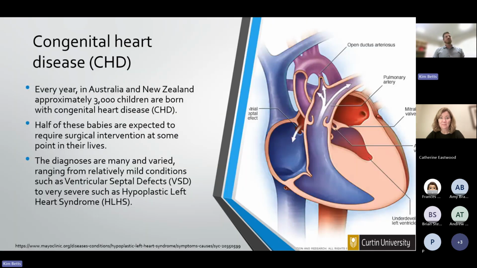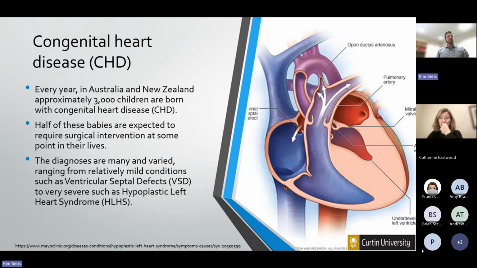Okay, so just briefly, to introduce the disease. We're talking about congenital heart diseases in children. Every year in Australia and New Zealand, approximately 3,000 children are born with a CHD. Half of these babies are expected to require surgical intervention at some point in their lives, and for the majority of those, it's going to be pretty shortly after birth, and then they might have repeated surgeries throughout their lifetime. But the initial surgery can happen quite quickly.